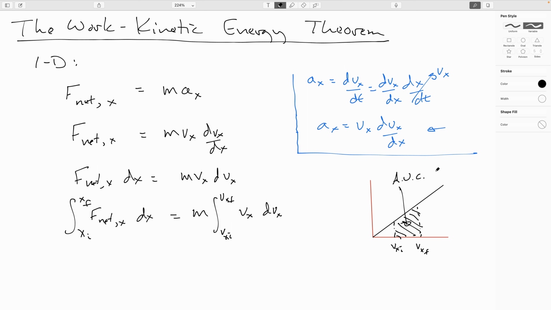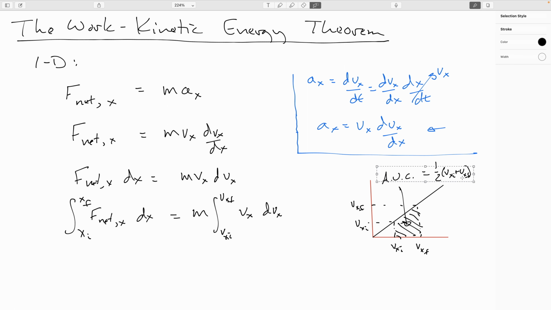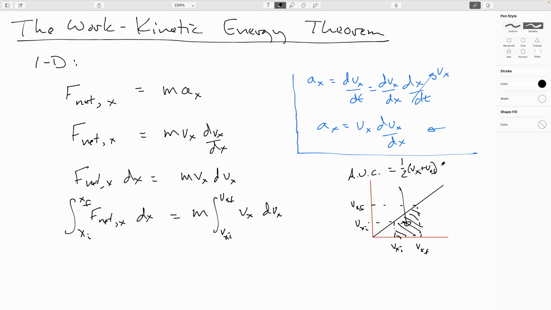But this is a trapezoid. And so it will be the base times the average height. So this is 1/2. So the average height will be v_x initial plus v_x final, because this is v_x initial as well and this is v_x final here. Times this width here, which is going to be v_x final minus v_x initial.